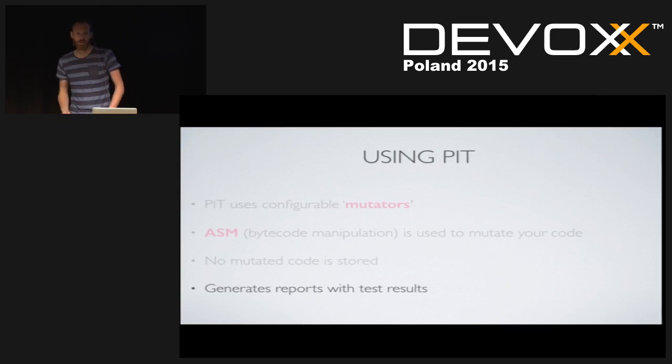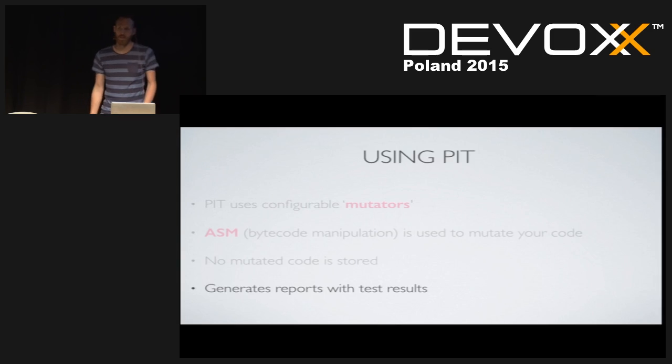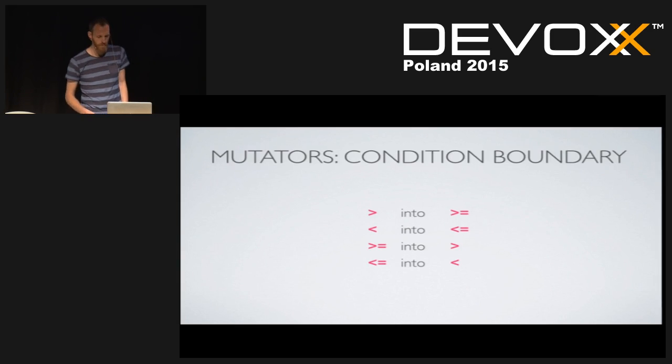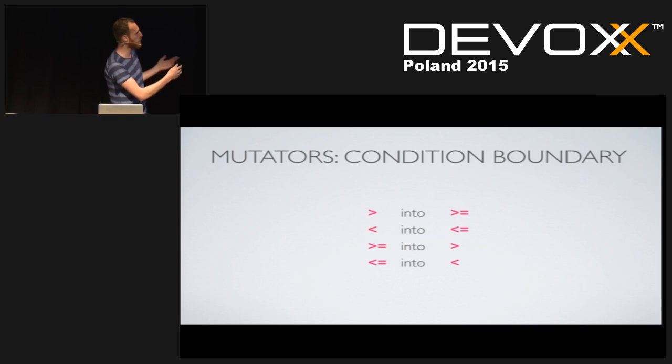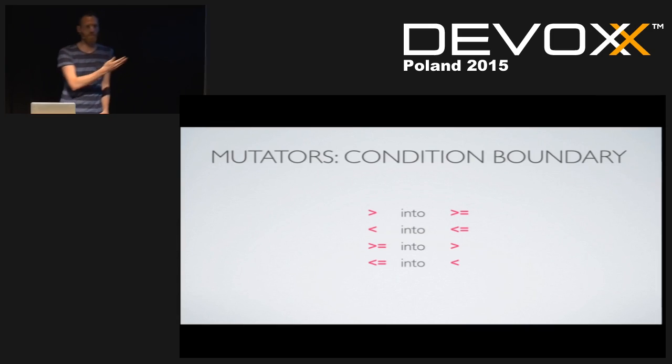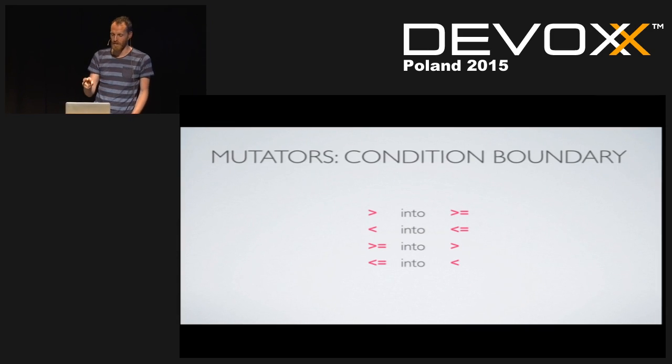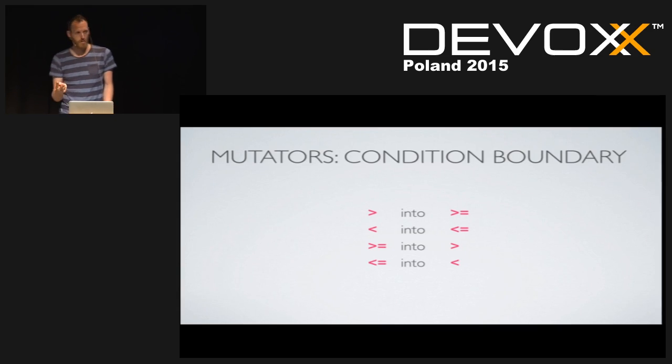And you get a test result, obviously. The same thing you get with test coverage. So an example of a mutator. This is a condition boundary mutator. So if you've got one variable that is larger than 20, it will take it to larger than or equals. It will test that boundary to see if you have a test that actually looks for that boundary.